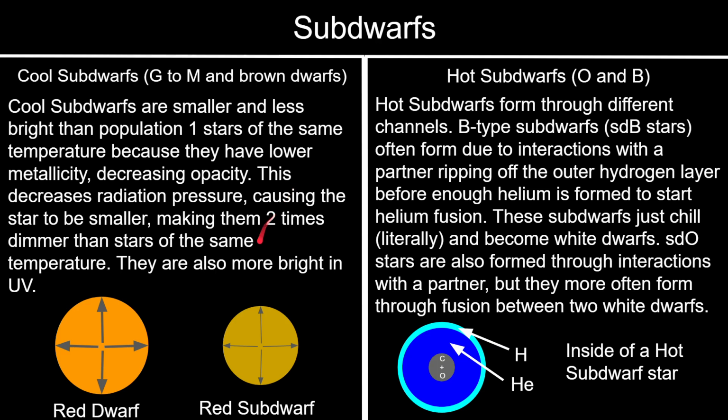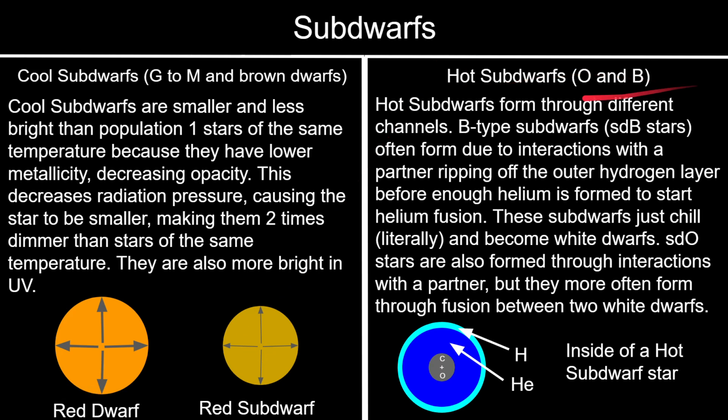Since they have lower metallicity, this decreases opacity, which decreases the radiation pressure, causing the stars to be smaller. Because they have less area to radiate through, they're 2 times dimmer than stars of the same temperature. They're also more bright in UV because they have less, quote-unquote, metals to absorb it, and because they're hotter, but not hot enough to counter the decrease in luminosity.